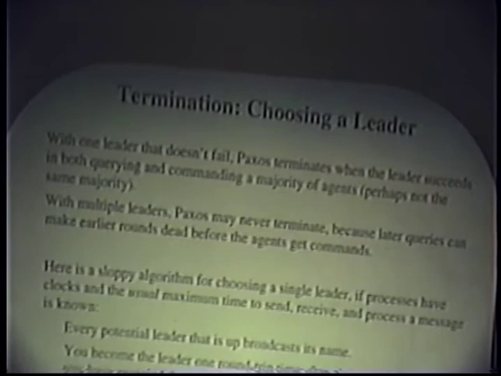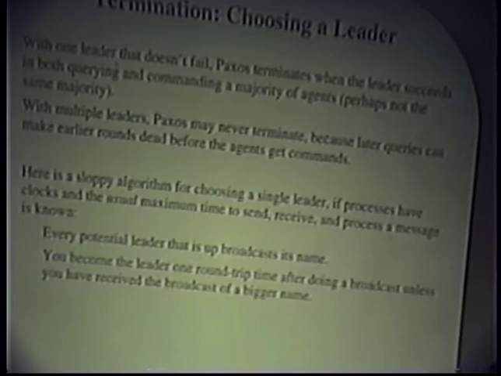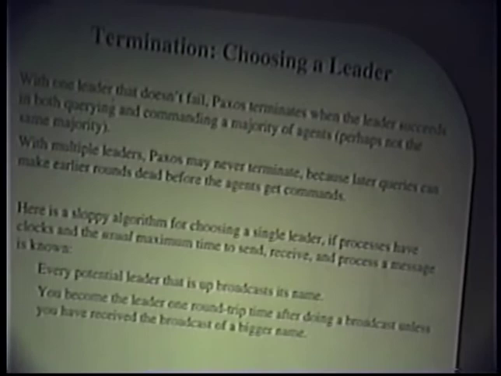Now there's only one more thing to say about this algorithm, which is, how about choosing a leader? We saw that having lots of leaders is bad because it can lead to a situation where you don't get consensus. So how are we going to choose a leader? Well, we know we're not going to have a foolproof way of choosing one leader, because if we did, we'd have a foolproof way of getting termination, and we know we're not going to have that. What we'd like to do is get one leader most of the time. So what we need is a sloppy algorithm for choosing a leader.